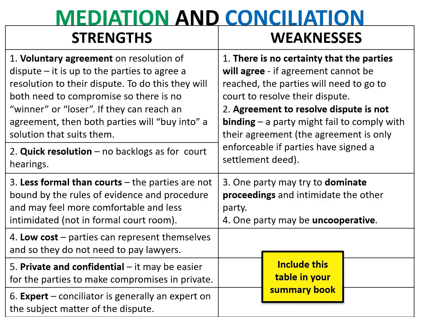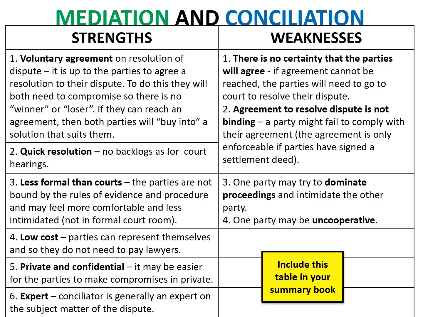The main strength of mediation and conciliation is that the dispute is resolved by the parties. They're not forced to reach an agreement, but will only come to an agreement if they are both happy to do so. To reach an agreement, both parties will probably need to give up something. That is, they'll need to compromise. This means that, unlike in court proceedings, there is no clear-cut winner and no clear-cut loser. Instead, if the parties are able to reach an agreement, it will be because they're able to agree a solution that suits each of them. Put another way, they will both have bought into the agreement, and so should both be willing to comply with that agreement.